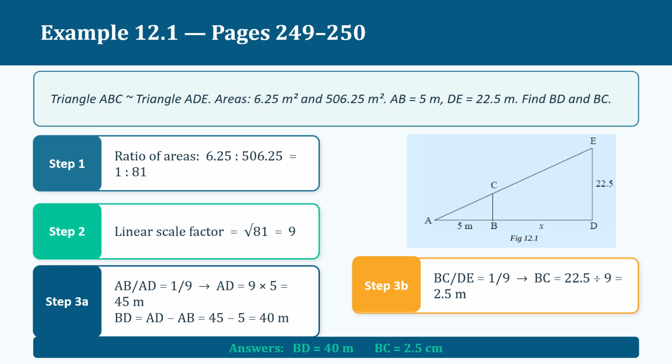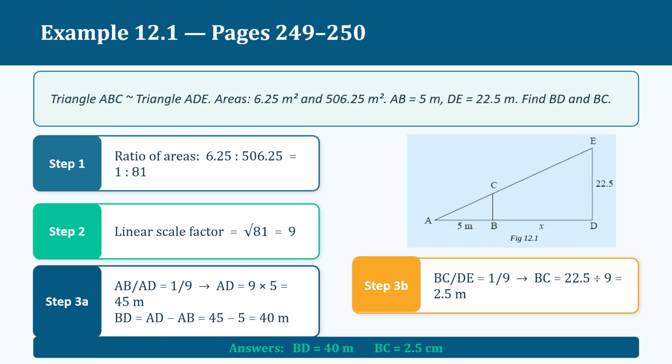However, we're interested in finding the length of the sides. So as I said earlier, we need to find the linear scale factor to get those. Converting from area scale factor to linear scale factor, we have learned that the linear scale factor is the square root of the area scale factor. So the square root of 81 is 9, which makes the ratio of the sides 1 to 9.